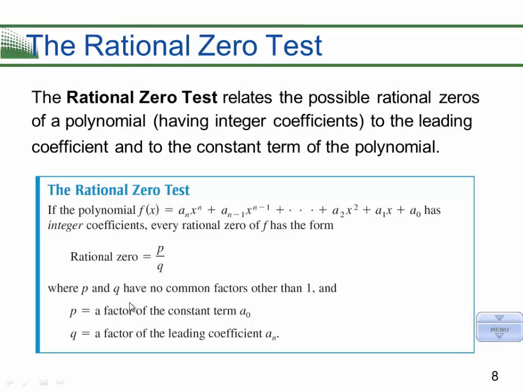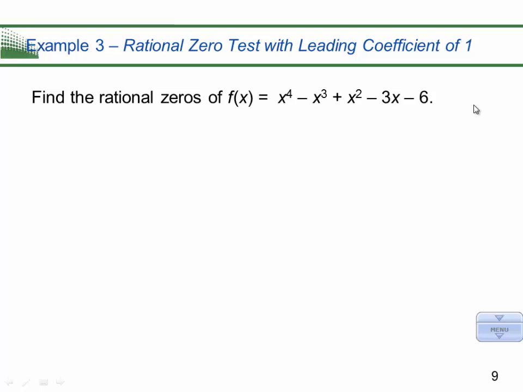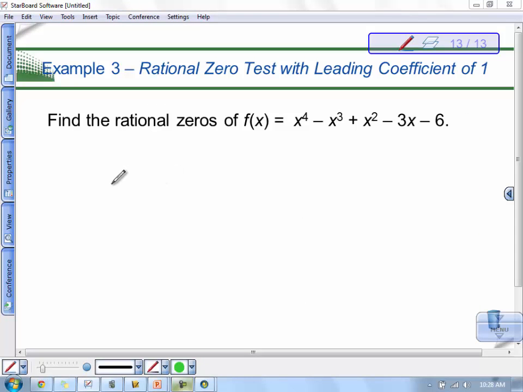Now what p and q are is they're factors. p is a factor of the last coefficient, and q is a factor of the first coefficient. So let's just look at an example. If we have this polynomial, the potential zeros are at factors of p over q.